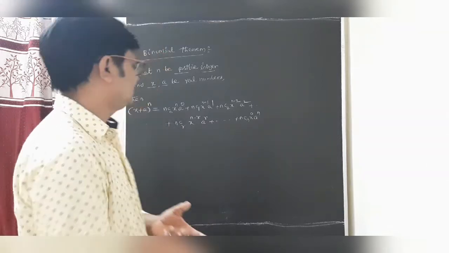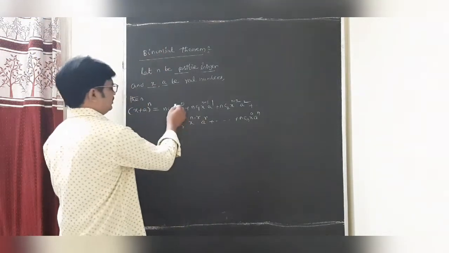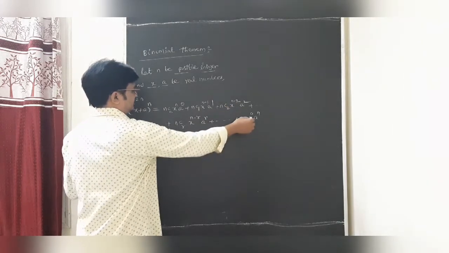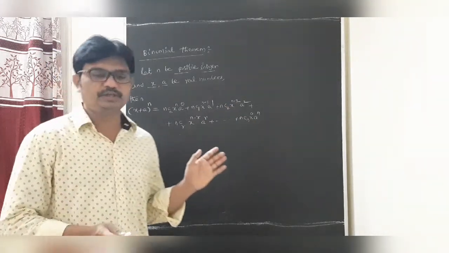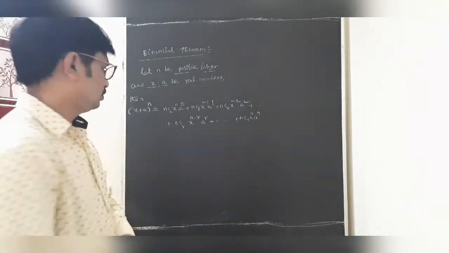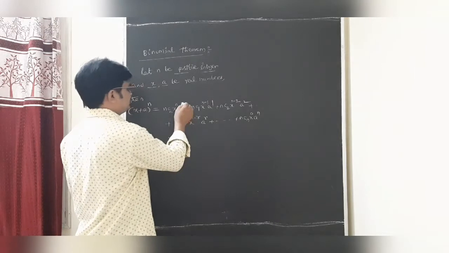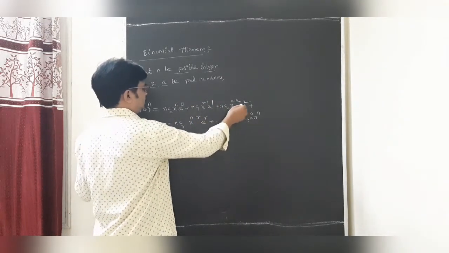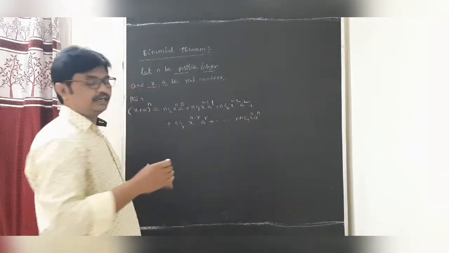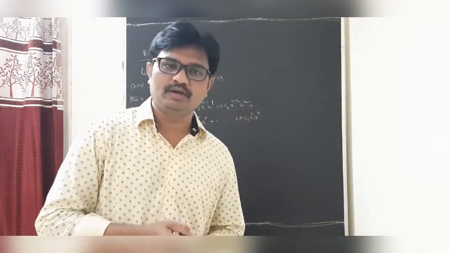At the same time, students, the first term's power starts at n, after that n minus 1, n minus 2, and the last one is 0. So the indices of the first term are decreasing by 1. Another observation is that the powers of a are 0, 1, 2 and so on, finally n. So the indices of the second term are increasing by 1.